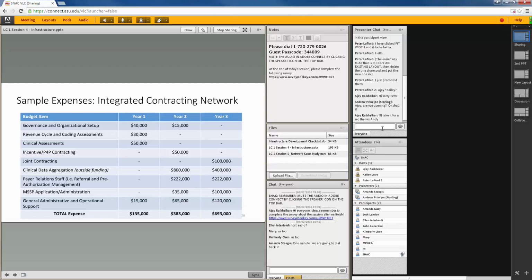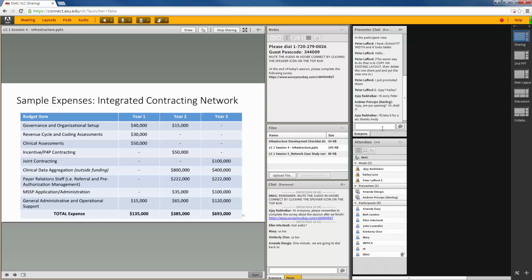Again, this budget I would not use necessarily to be in any way predictive of what your costs might be. However, it does break out some of the major categories that we advise organizations to budget against. Governance and organizational setup is things like forming the organization, writing the operating agreement, legal work, legal filing, stuff like that. Clinical and revenue cycle assessments really get at understanding what are some of the shared needs that the network might be able to assist its members with so that it can create some of that shared infrastructure.